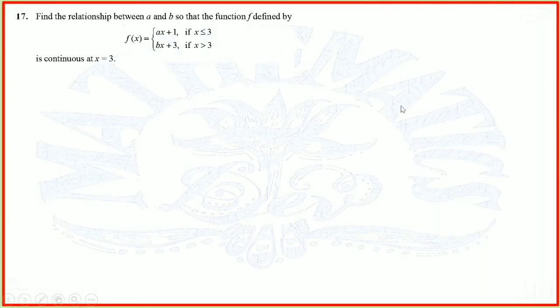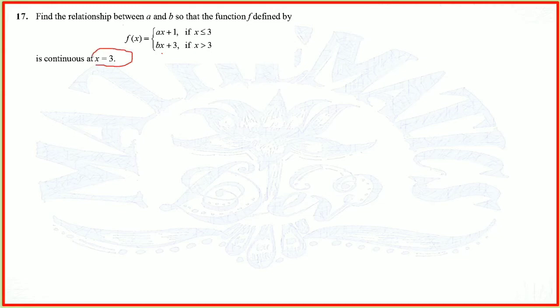Next question is question number 17. Find the relationship between a and b so that the function f defined by f of x equals ax plus 1 when x is less than or equal to 3, and bx plus 3 if x is greater than 3, is continuous at x equal to 3.